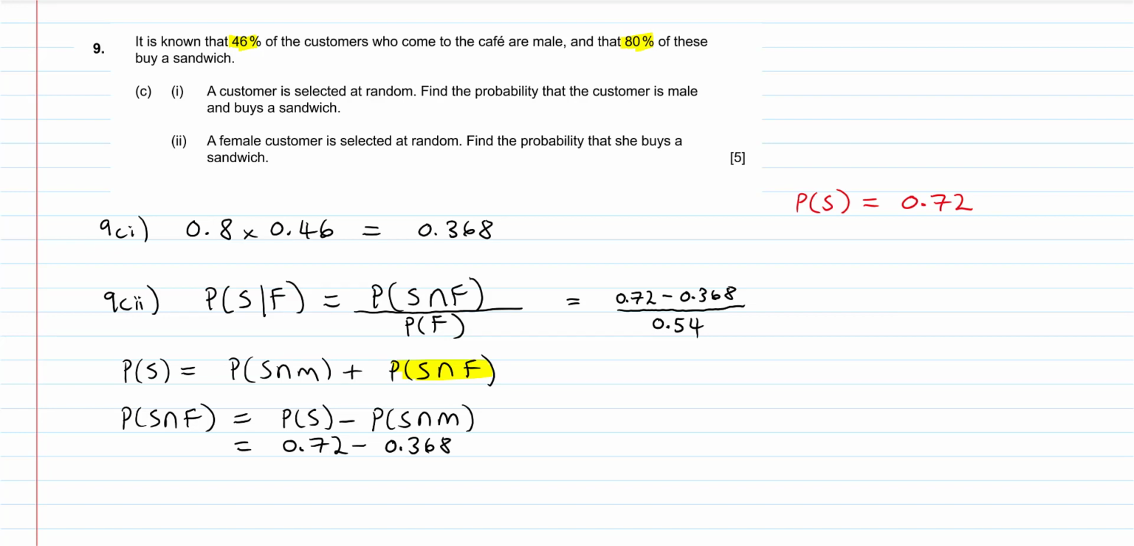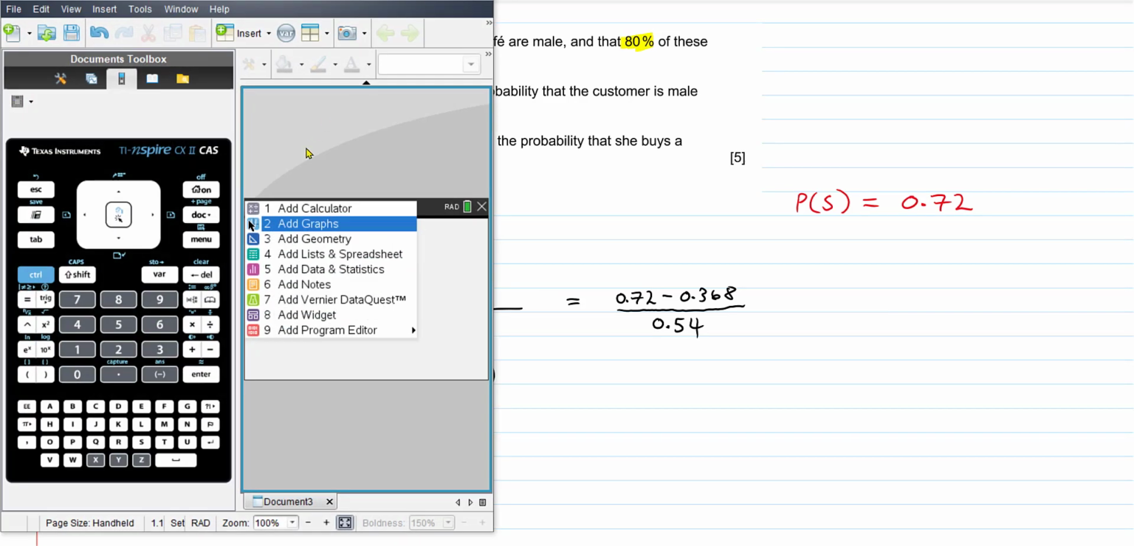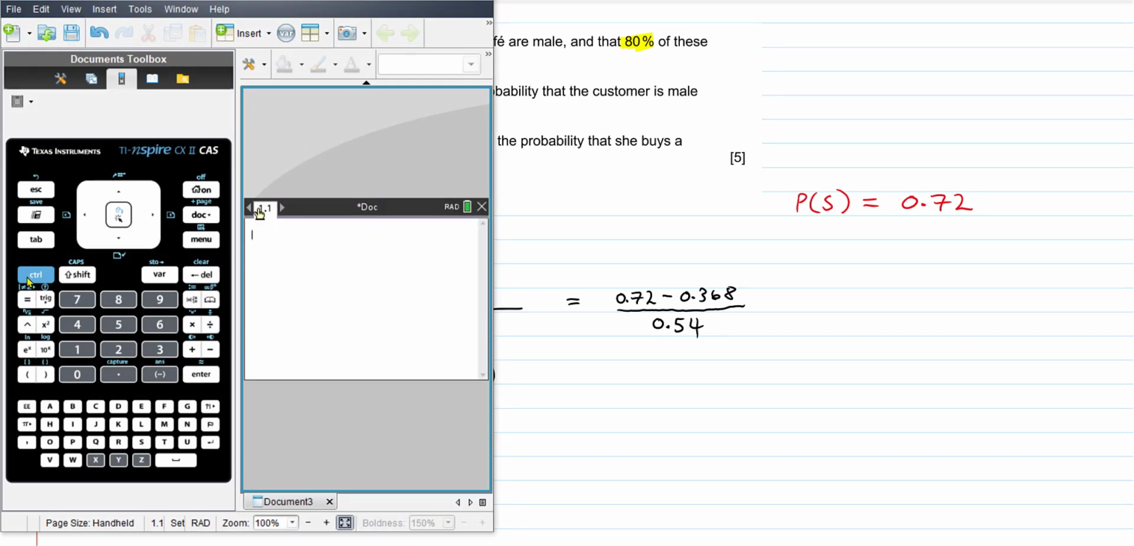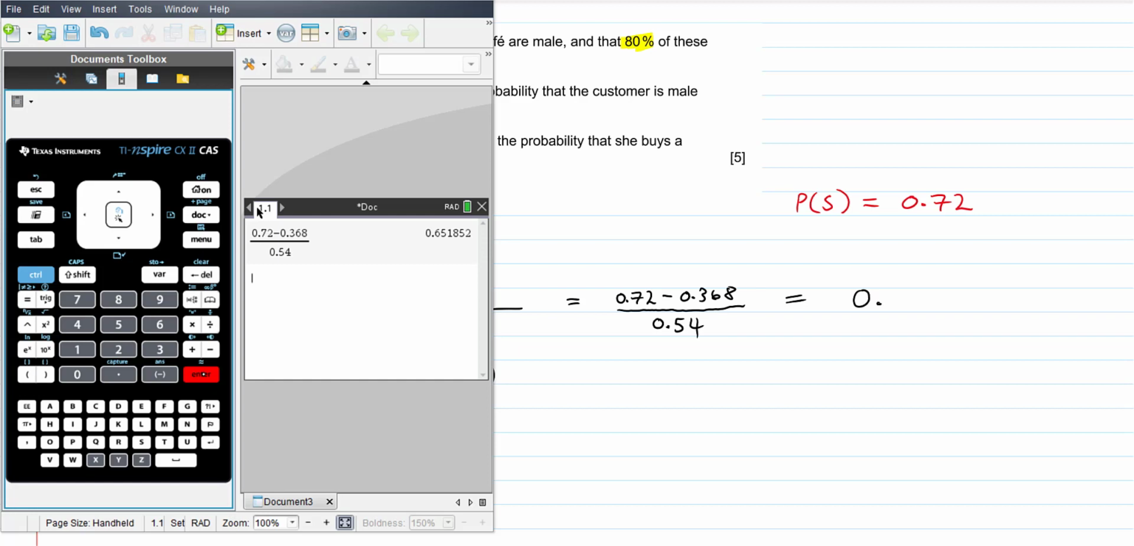So bringing up our calculator and working this out, we're going to have 0.72 minus 0.368, and that is all over 0.54. So that's equal to 0.651852, and we just need to round that to 3 significant figures. So we're going to get 0.652, and that is our answer for 9C part 2.